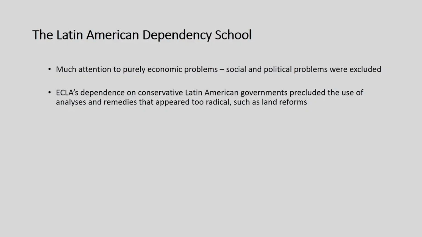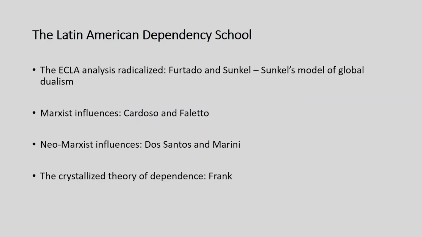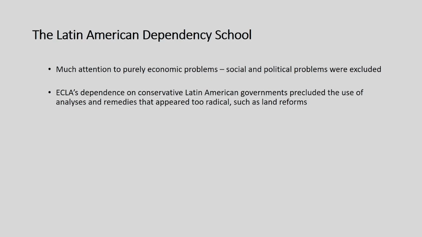When I say the ECLA analysis was radicalized through the works of Furtado and Sunkel, before moving on to Sunkel's model of global dualism, one of the most influential of the more radical ECLA theorists was Furtado. He was originally a traditional economist in the sense that he strongly emphasized lack of capital in the underdeveloped countries. Like the others associated with the ECLA, he attributed this lack of capital mainly to external factors, that is, the periphery exported raw materials and imported industrial goods, finished goods, and also found the solution to the problem to be import substitution.